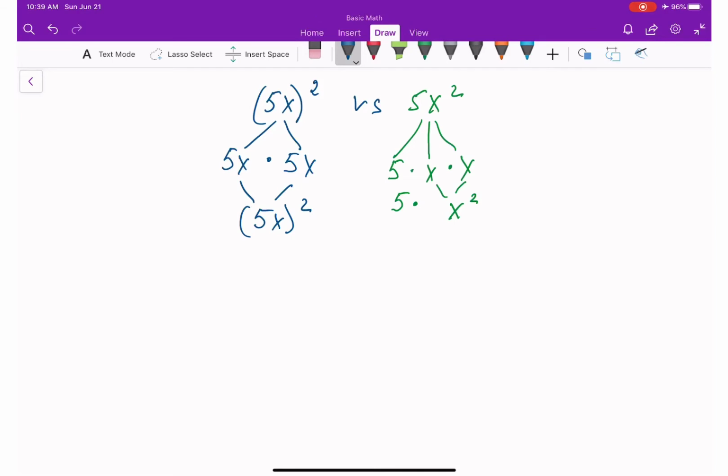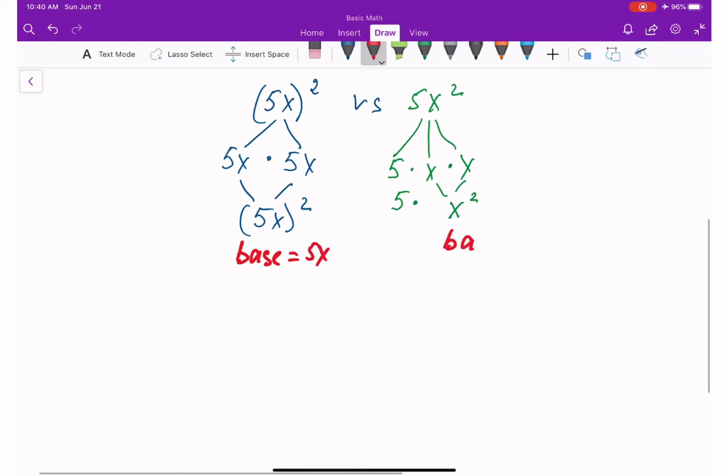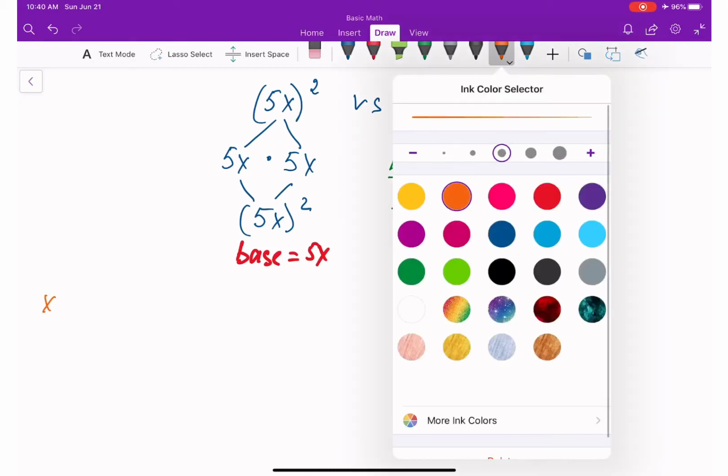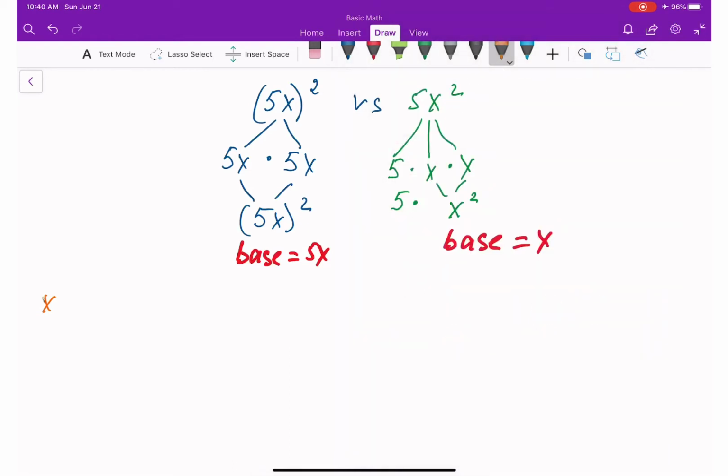So the base for this case is equal to 5x. Here the base is equal to x. Okay, well, let's solve an example for x is equal to 3. Let me pick some different color. This color. x is equal to 3. What do we get?